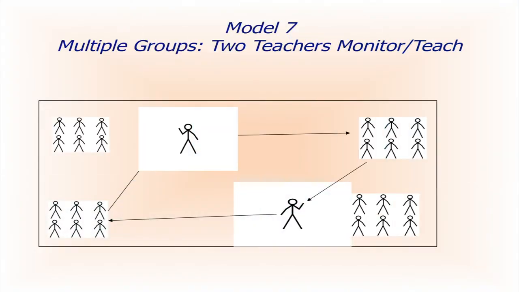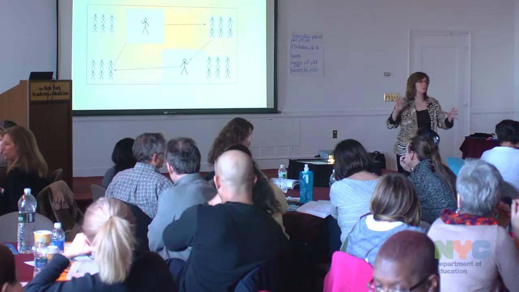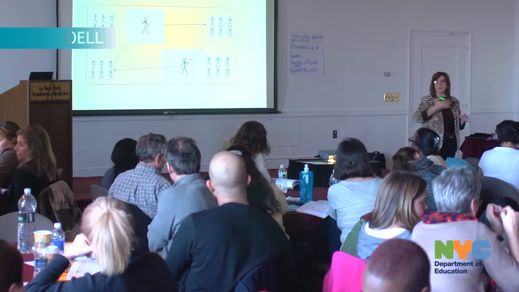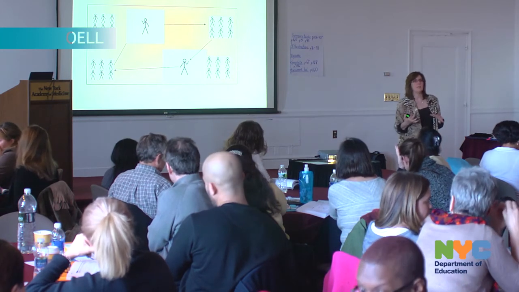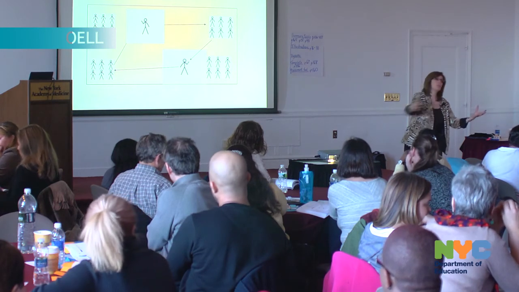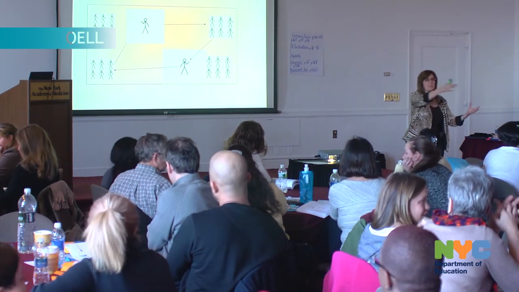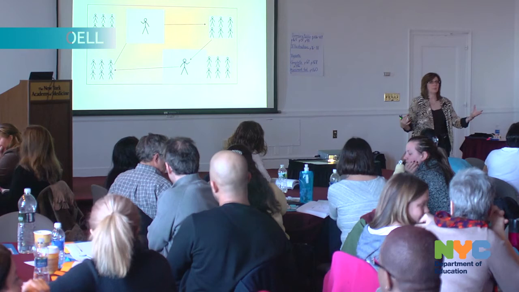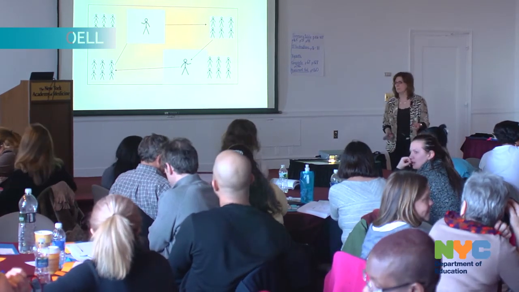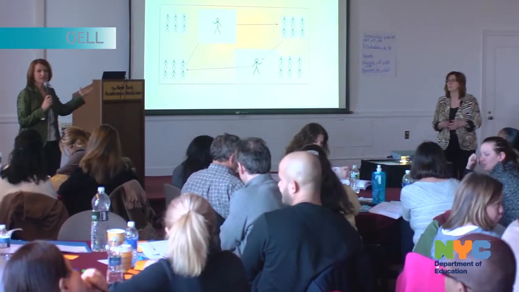And then the last model is there are multiple groups, 2 teachers, monitor and teach, as we saw in the middle school example where the students were divided up and Nancy and Matt, the classroom teacher and the ESL teacher, were circulating the classroom. Sometimes what happens is the teachers remain stationary and the students circulate between the different stations that occur in the classroom. Learning centers. Or guided reading groups. The Readers Writers Workshop model.